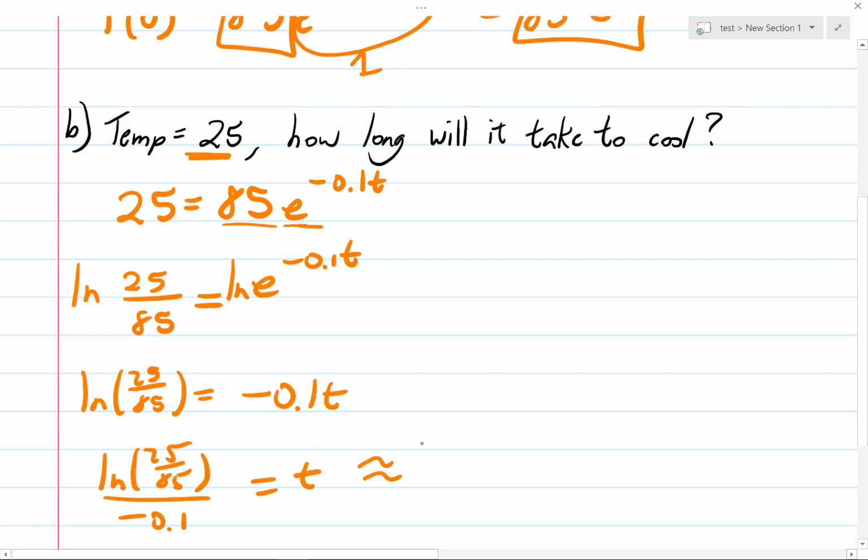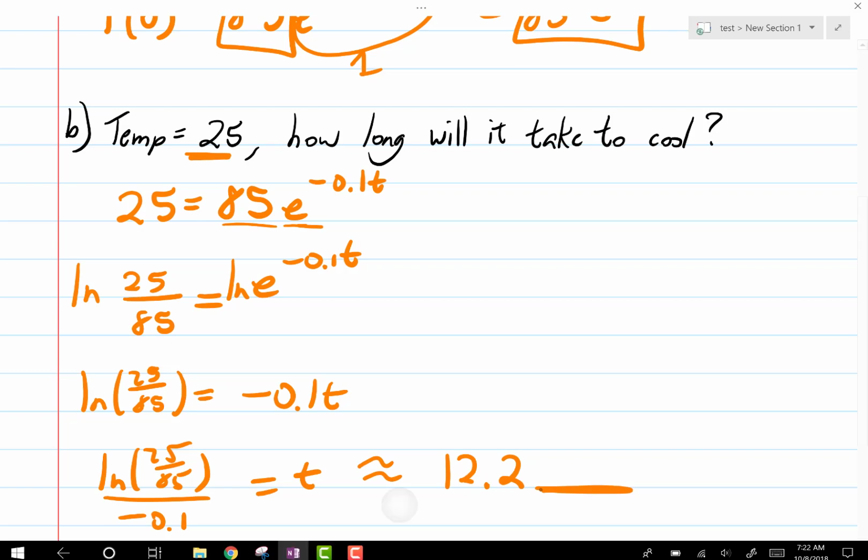If you punch this in on a calculator, you'll get about 12.2, and I forgot what units were in, hours, minutes, something. So yeah, not too bad. Plug and chug.